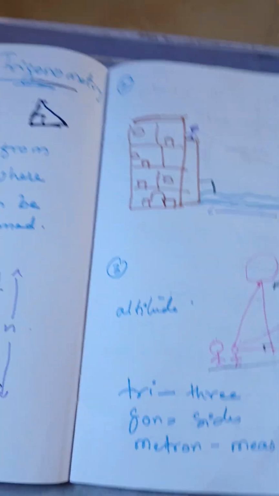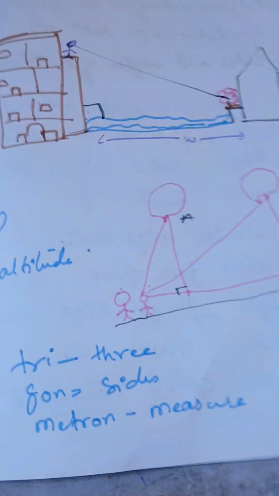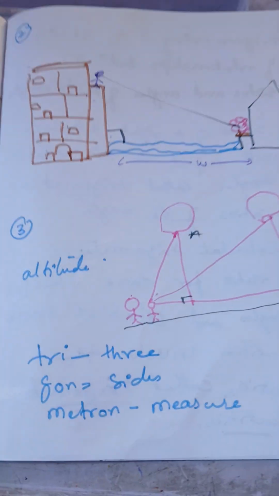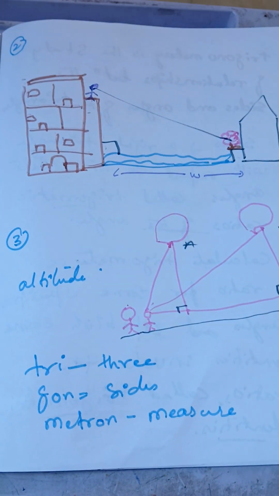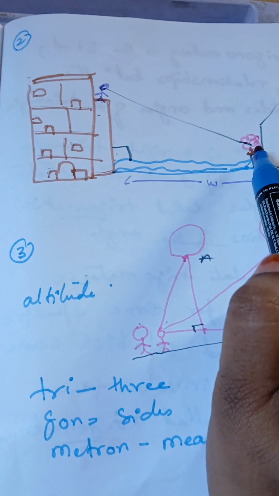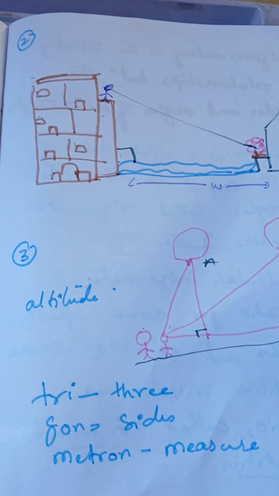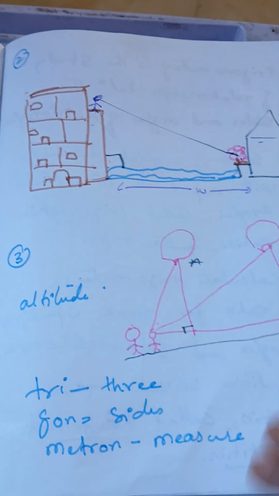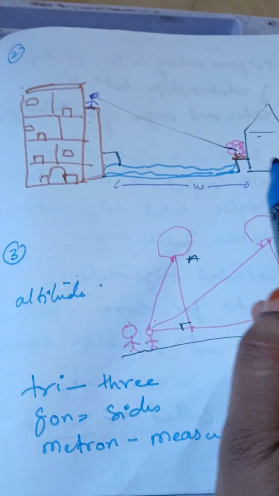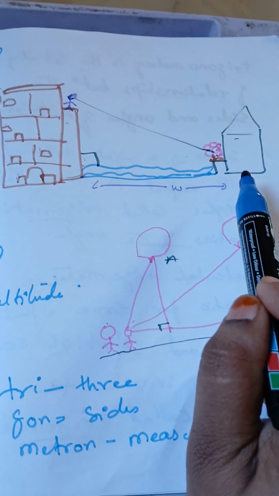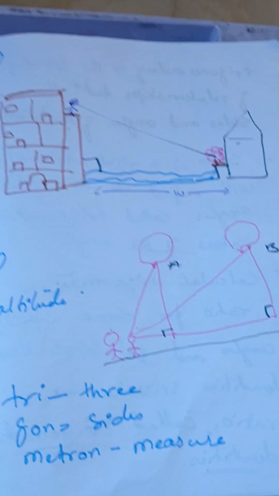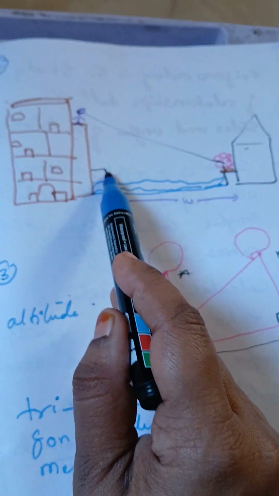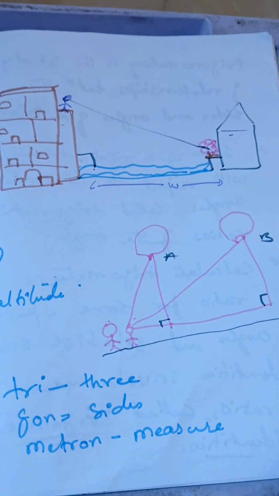Secondly, in your textbook there is an example given that a girl is standing on the balcony of a building, right? And she is watching a flower placed on the stairs of a temple. Between the building and the temple there is a river. When she watches the flower, she forms an angle of 90 degrees with the building.